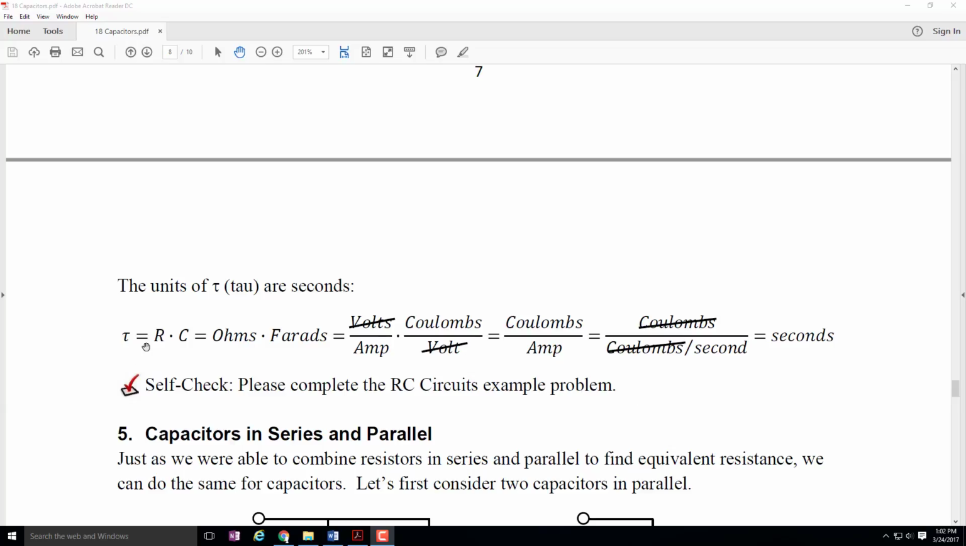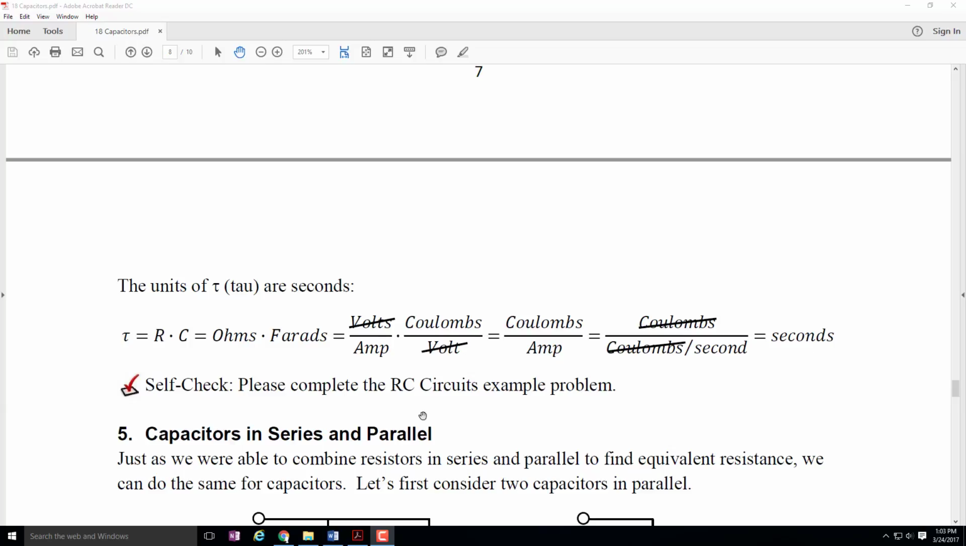And then just to verify for you that the units of tau are in seconds, if you take R times C, R is in ohms, C is in farads. An ohm is a volt per amp, and a farad is a coulomb per volt, so the volts cancel. Now you have coulombs per amp, and an amp is just a coulomb per second. The coulombs cancel. You have 1 over 1 over seconds, which is seconds. So if you take the resistor in ohms and the capacitor in farads, you get the time constant in seconds.